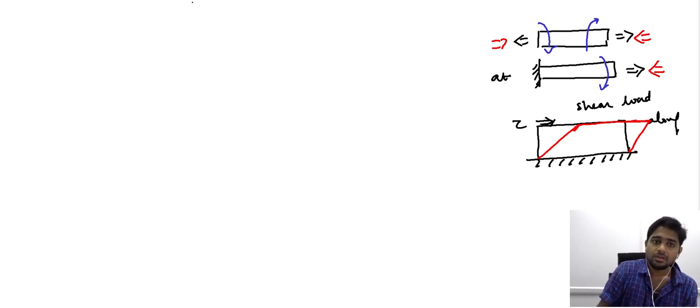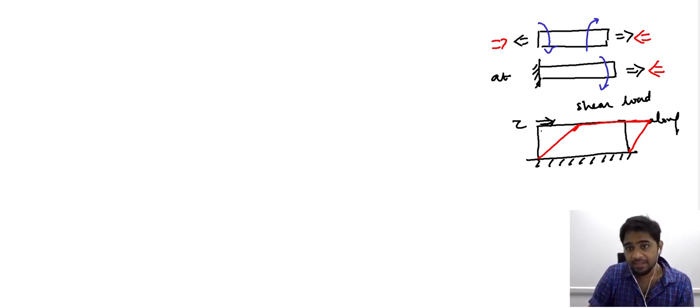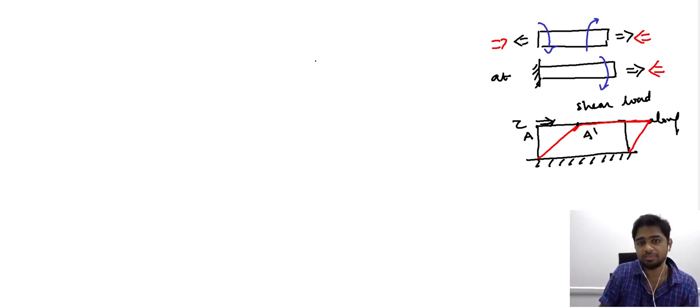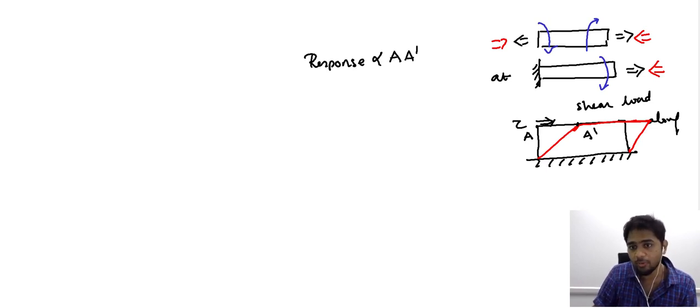The way we quantify the response of the material to this shear load is by largely focusing on the shift in the corners. Initially the corner A was in this position, and now the corner has assumed a new position of A prime. Therefore the response of the material when you impose a shear load is proportional to the shift in the corners that we have quantified as the distance between A and A prime.